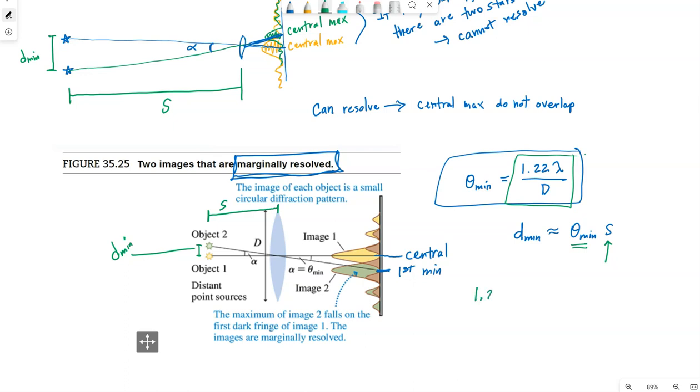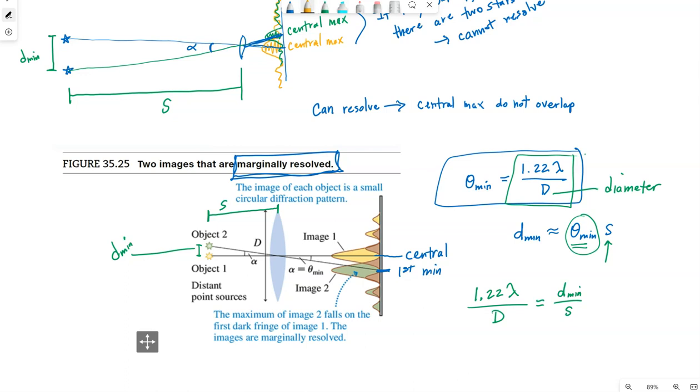So if we equate these, capital D here is the diameter of whatever the light is passing through first. If you're looking through the telescope, it is the diameter of the objective lens or mirror. If you're looking through binoculars, it's the diameter of the lenses that are out towards the object. If you're looking through just your eyes, it's the diameter of your pupil. We can equate this to the d min over s. I'm just solving for theta.